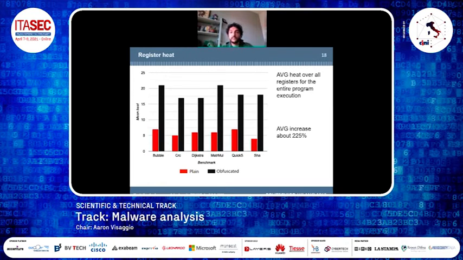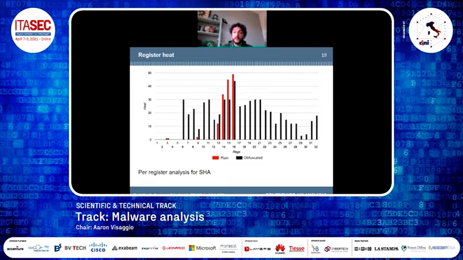Here we are considering 6 software benchmarks. We considered a RISC-V microprocessor, an ARIAM5 version of the RISC-V microprocessor. Here I'm showing the average hit for all the 32 registers of the ARIAM5 for every benchmark in the plain and in the obfuscated versions of the software. We can see that in all cases, of course, the register hit is extremely higher in the obfuscated version with respect to the plain version, because we are actually using and writing much more registers during the execution of the software.